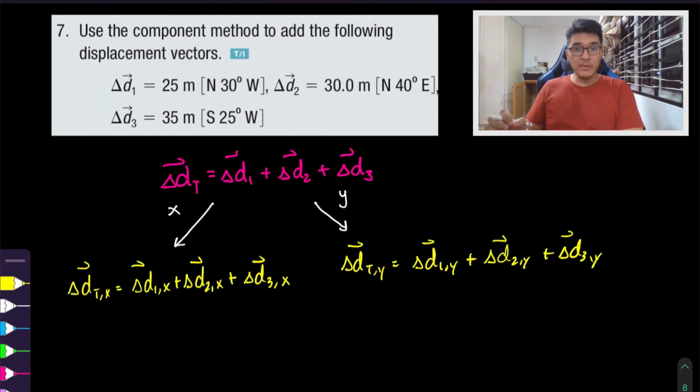The easiest method is to remember cosine is with the x component and sine is with the y component whenever the angle is closest to the x-axis. So whenever we're drawing these vectors, we're going to try to find the angle closest to the x-axis, and that will make our life a lot easier.